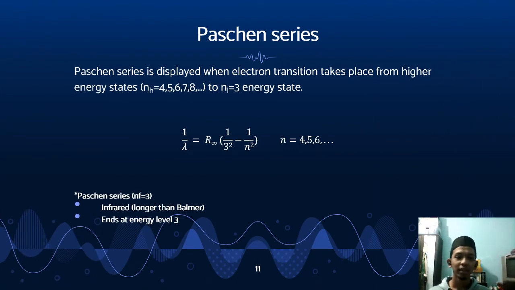Paschen series. The Paschen series is displayed when an electron transition takes place from a higher energy state to the n equal to 3 energy state. The Paschen series is infrared, longer than Balmer, and ends at energy level 3.